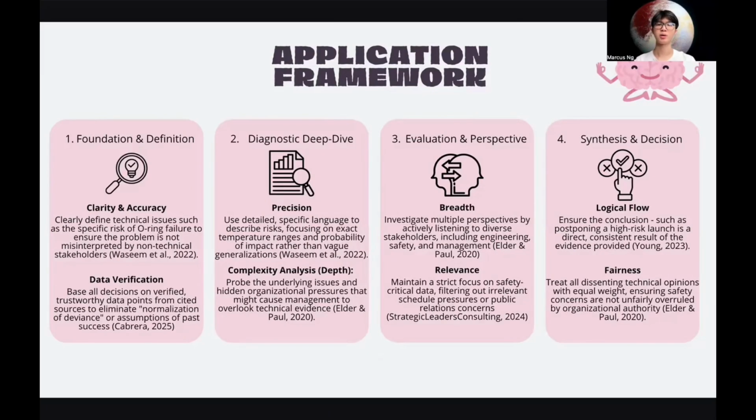To understand how we apply critical thinking to real-world problems, we use a systematic application framework. Instead of relying on gut feeling, this process flow ensures every decision is filtered through rigorous intellectual standards to prevent catastrophic errors. Our first step is foundation and definition. We begin with clarity and accuracy. This means clearly defining technical issues like the specific O-ring failure risk, so there is no misinterpretation by non-technical stakeholders.